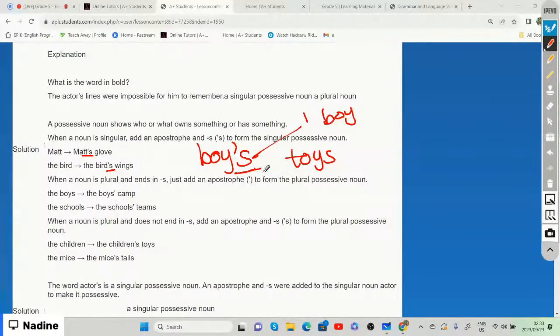But as soon as we are talking about both boys, so the boys' ball, right? And if we want to say it belongs to the boys, so it is the boys' ball, then we just put an apostrophe. We don't put another s. You see, once we put an apostrophe and then an s, it shows it is a singular possessive noun. But this shows it is a plural possessive noun. So we put the apostrophe after the s.